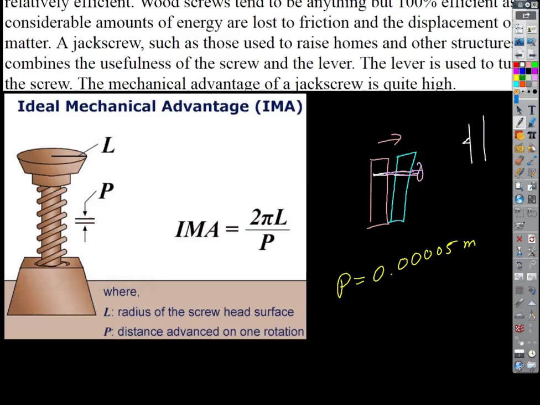So if we have 12 threads per inch, let's figure out what kind of mechanical advantage we can get. Didn't we do an example yesterday where we took a jack with a 1 meter handle and saw what kind of mechanical advantage it gave? 12 is universal, but 14 is more common. Okay, so we'll go with 14.